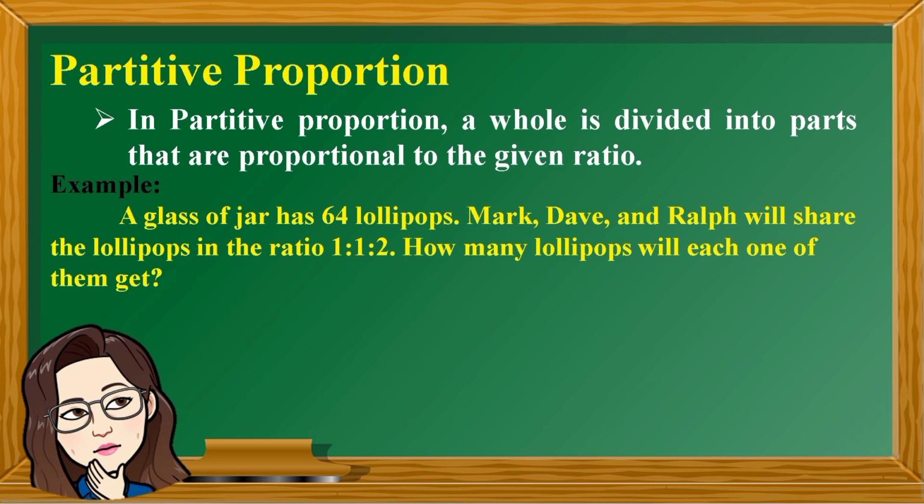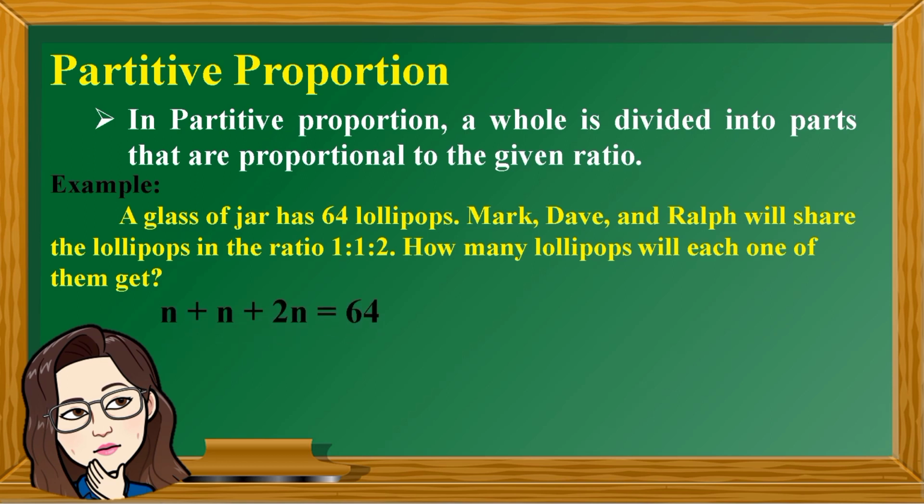Let n be the number of lollipops Mark and Dave will each get. Let 2n be the number of lollipops Ralph will get. Write the ratio 1:1:2 as n:n:2n. Adding the parts and comparing it to the whole.